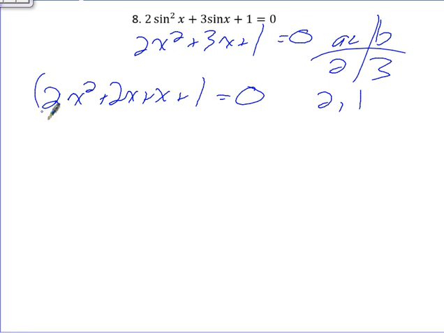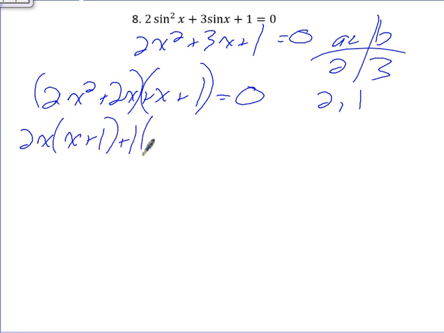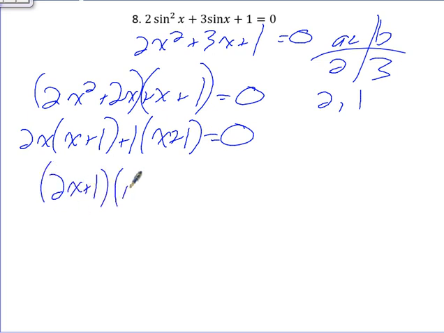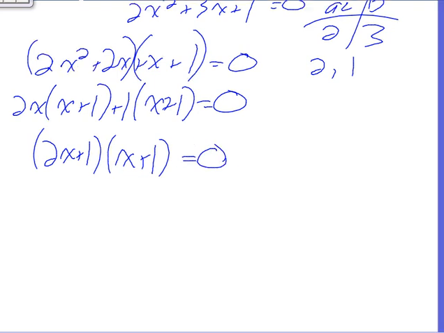So I'm going to do factor by grouping. Factor out a 2x, so I have x plus 1. Factor out a positive 1. So I'm left with 2x plus 1 and x plus 1 equals 0. I have to remember to substitute back in, so I have to substitute sine x back in for x.